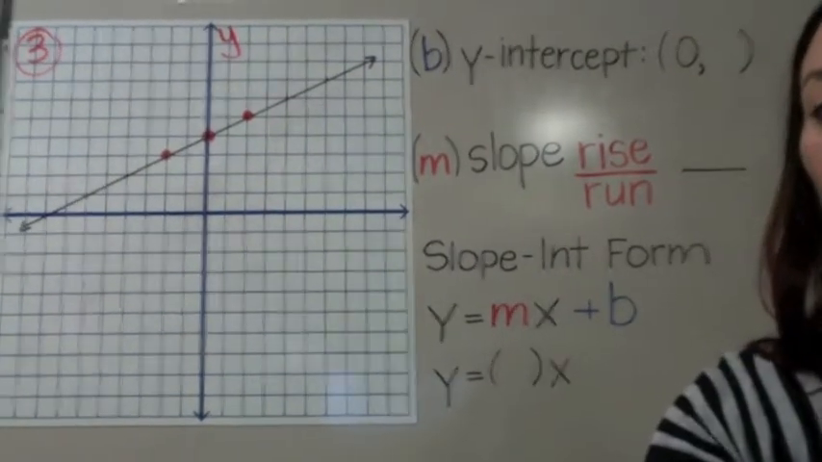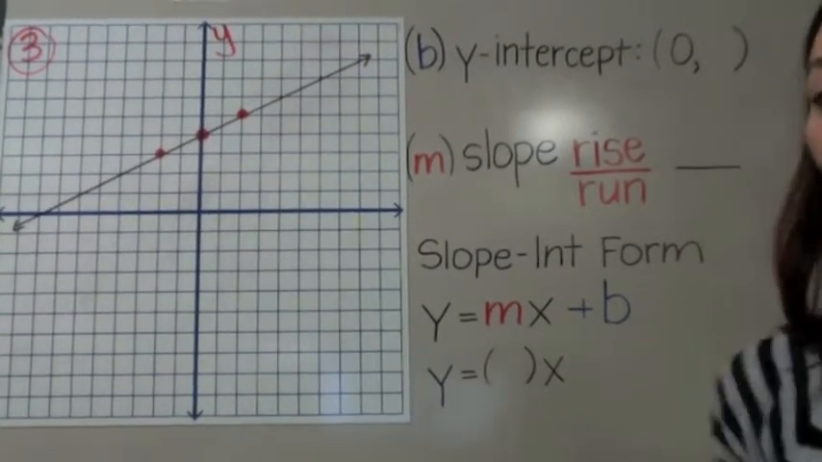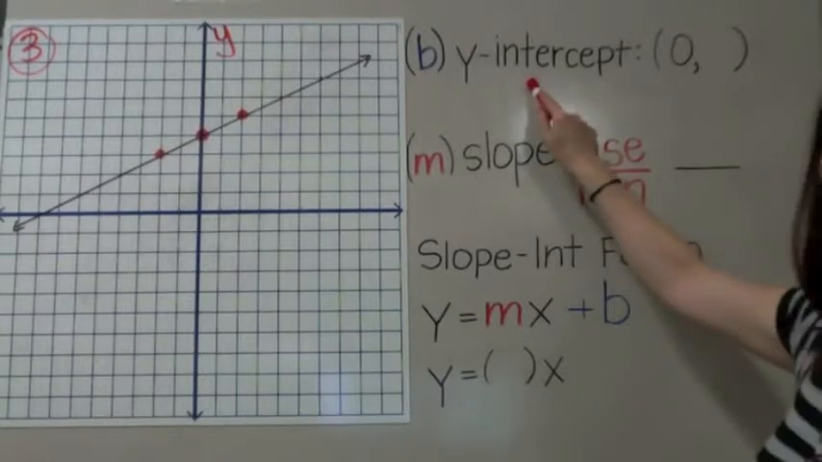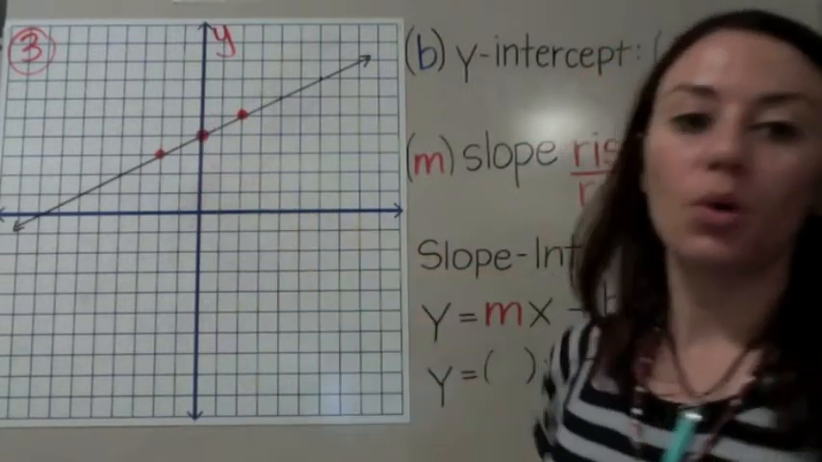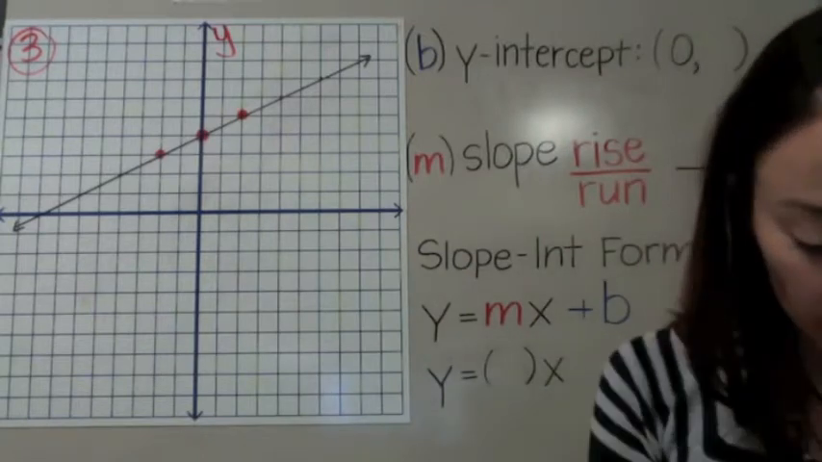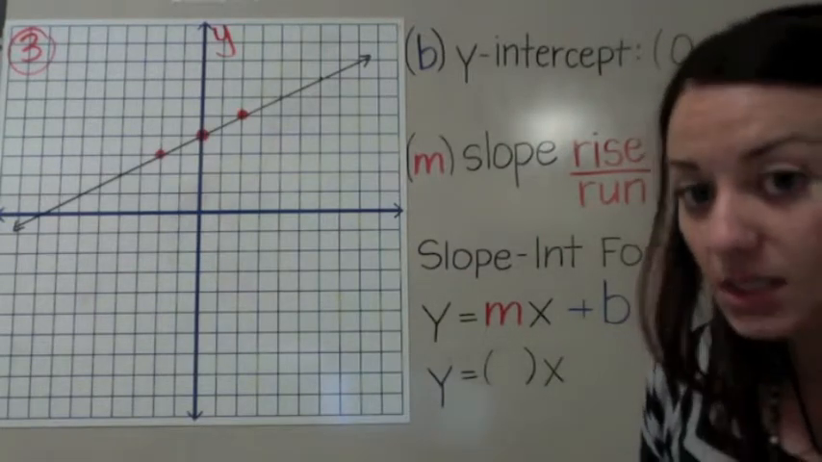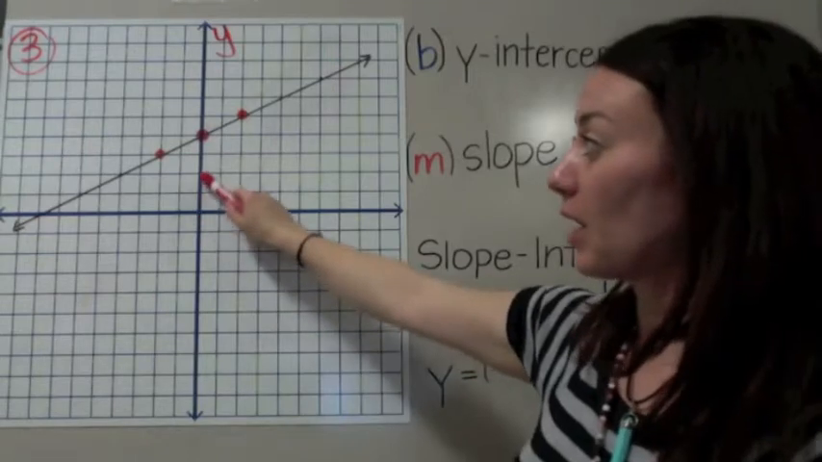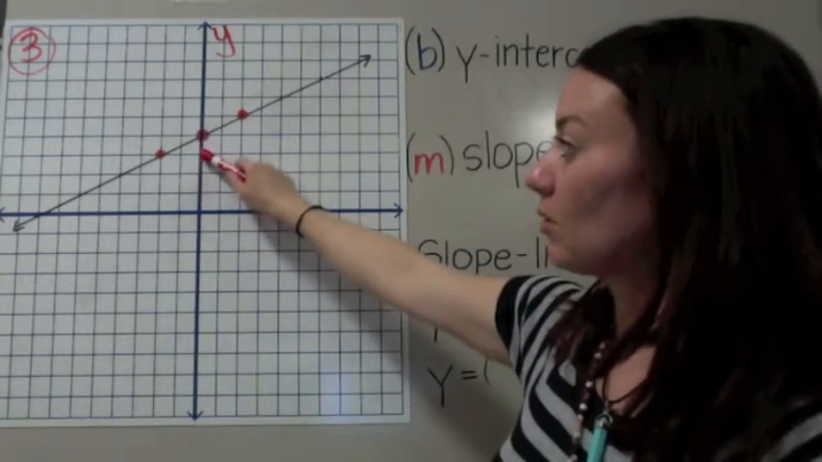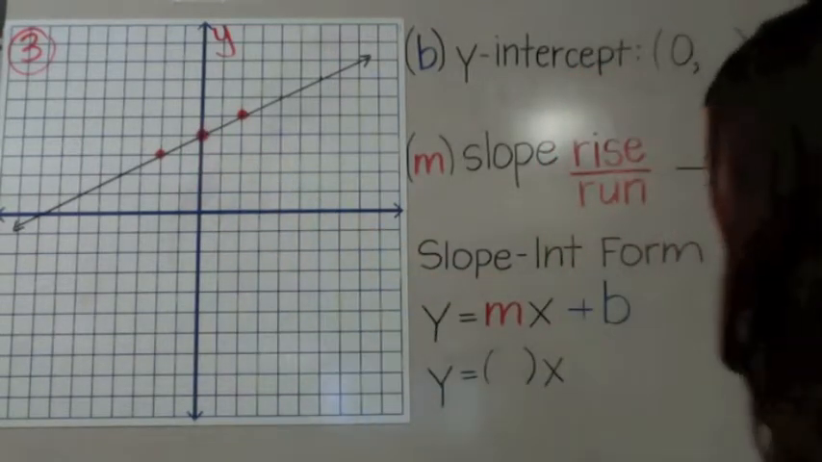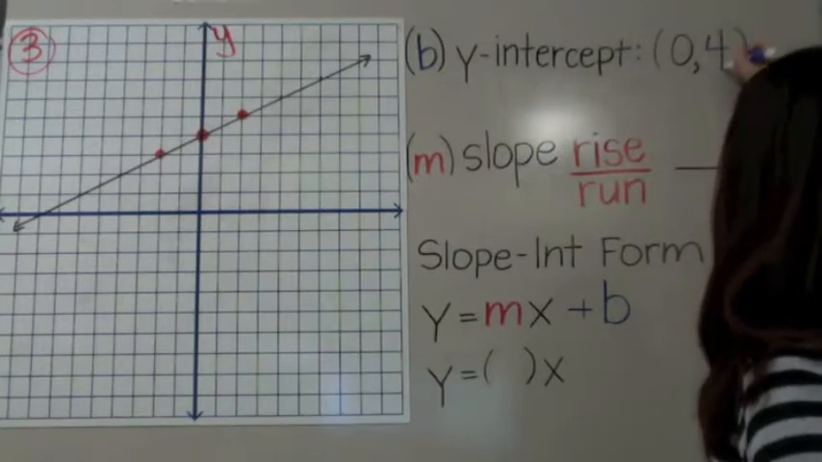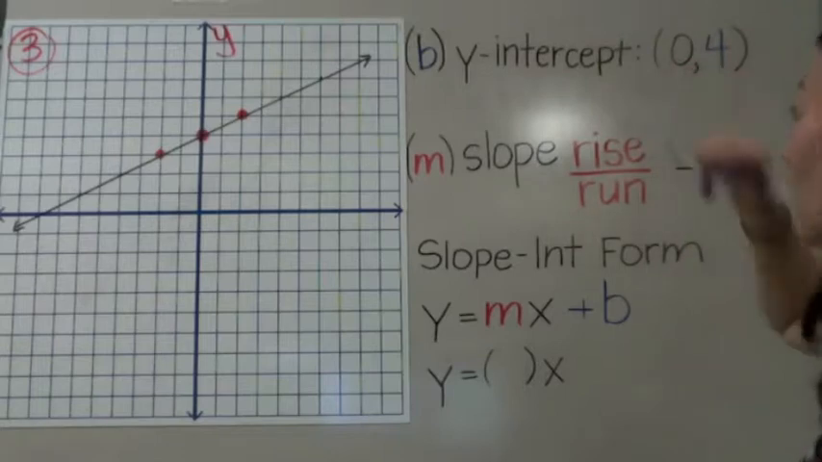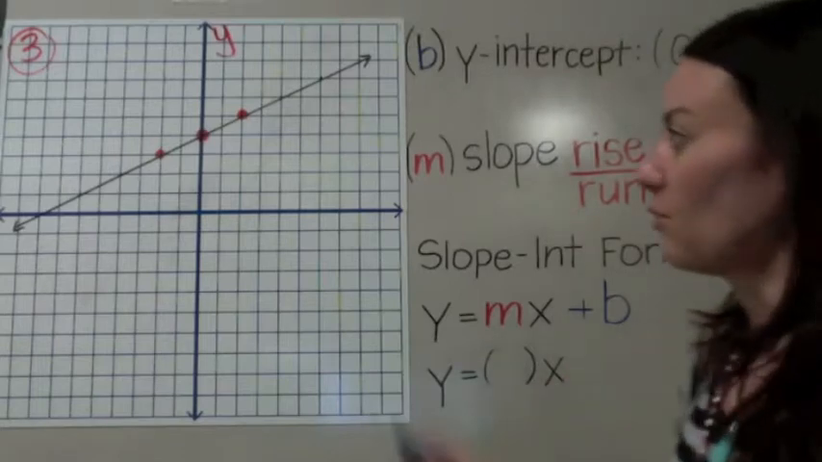Let's take a look at number 3, okay? So where are we going to start? We're going to start where? The y-intercept. Let's take a look at this point. What is this point on the coordinate point? What is the y-intercept? It is starting at 0, going up how many? 1, 2, 3, 4. So here the y-intercept is 4, okay? So you can say that b is 4, but the y-intercept, the coordinate point, is (0, 4).